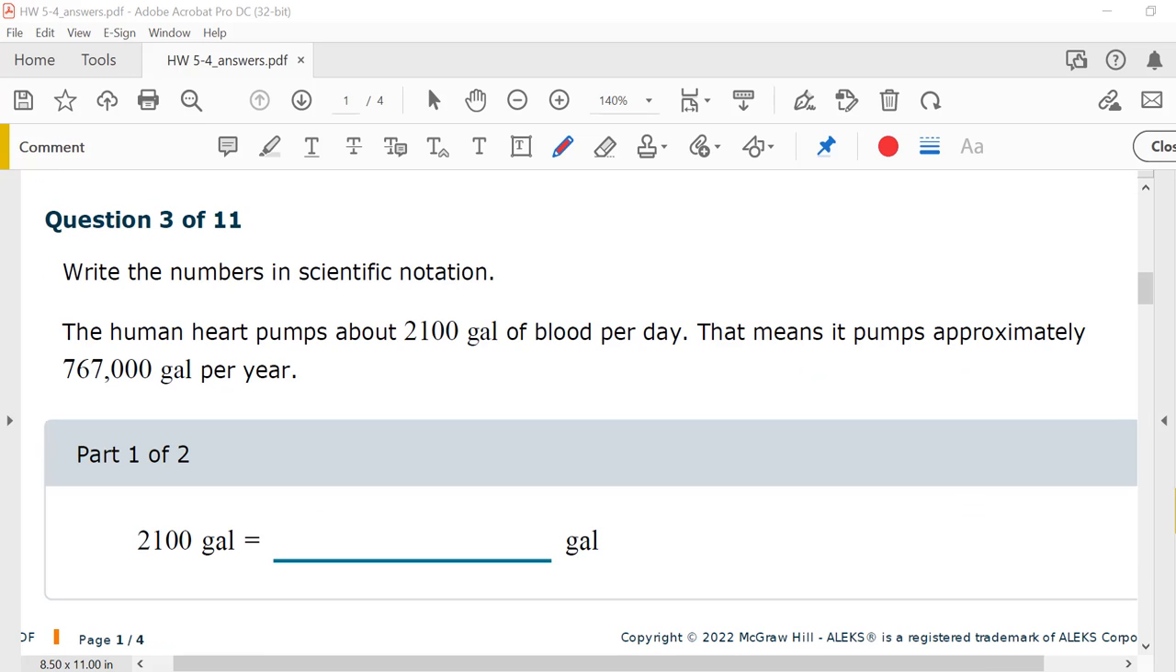Question 3. The human heart pumps about 2,100 gallons of blood per day. That means it pumps approximately 767,000 gallons per year. So I want to write the number in scientific notation. I would want to put the decimal place between the 2 and the 1. So it would be 2.1 times 10 to a power. This time I need to move the decimal to the right. 1, 2, 3 times, so it's going to be times 10 to the third.